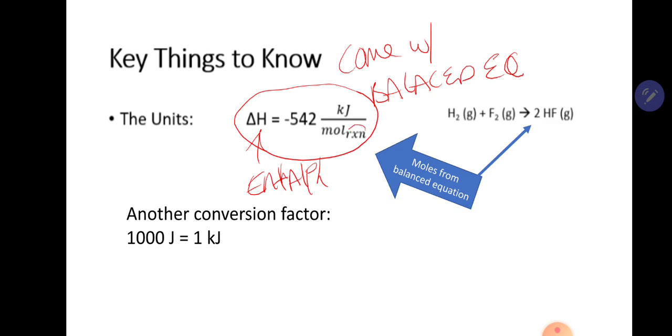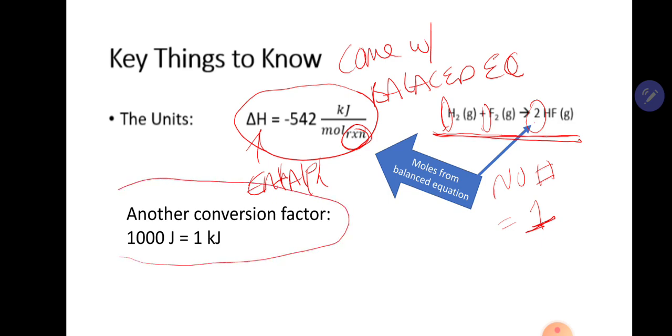And you see how it says mole reaction right there? That means you're going to look at the reaction to get the moles. And if you forgot, no number means 1. So I got 1 mole of H2, 1 mole of F2, and 2 moles of hydrofluoric acid. And we might need to use this one at some point in time, converting between joules and kilojoules. You might see a question on your test about that.